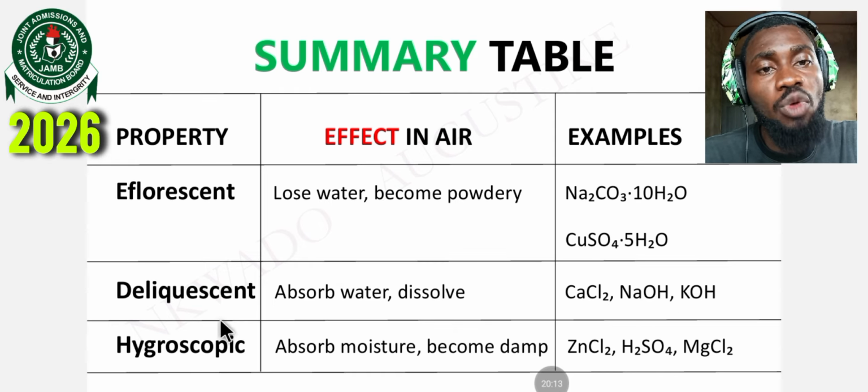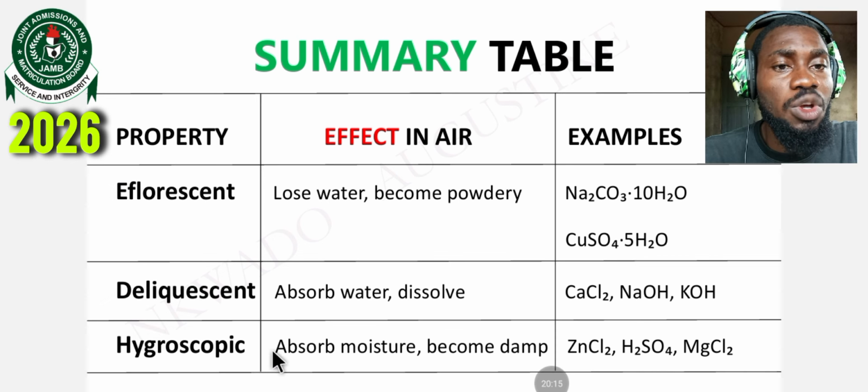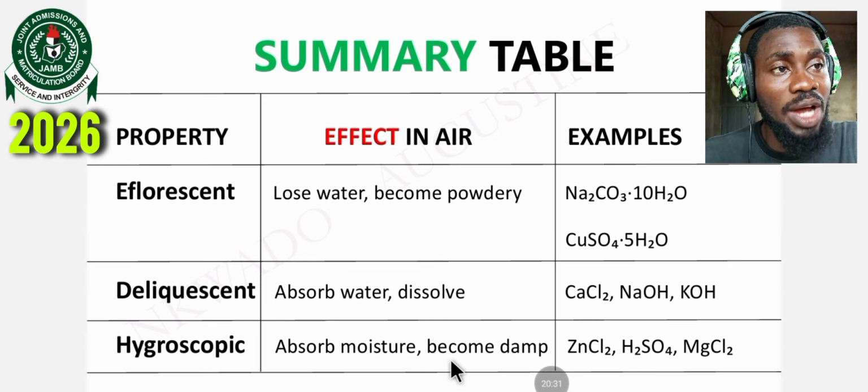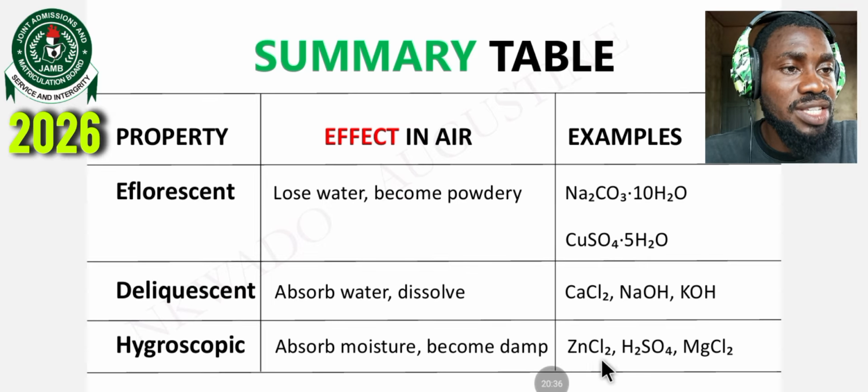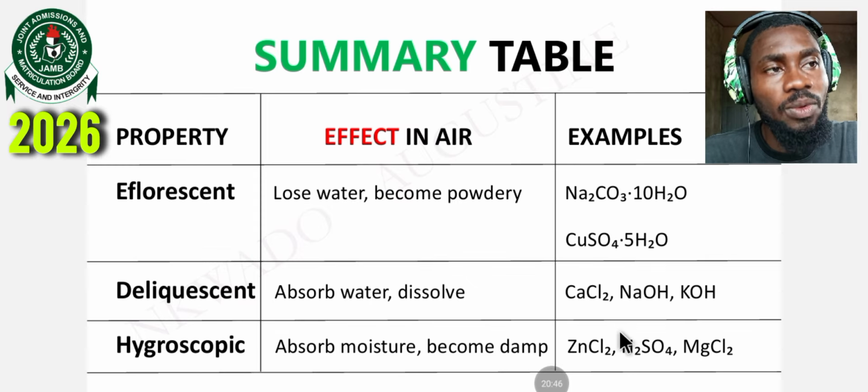Moving down the table, we have the hygroscopic substance as the next. And hygroscopic substances absorb moisture from the air. That's the effect in air. And they become what? Damp. They become sticky. They become damp, like the feel of when you use your towel to pat your body dry after bathing. Examples of hygroscopic substances include zinc chloride, hydrogen tetraoxosulfate(VI) acid or sulfuric acid, and magnesium chloride.